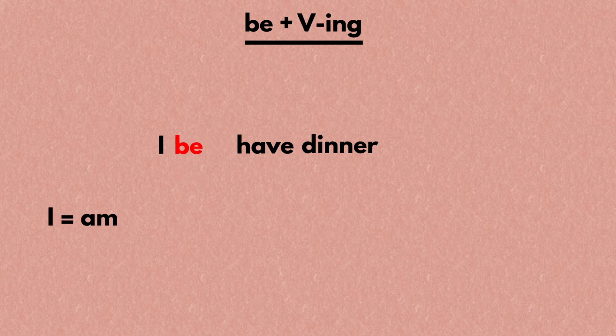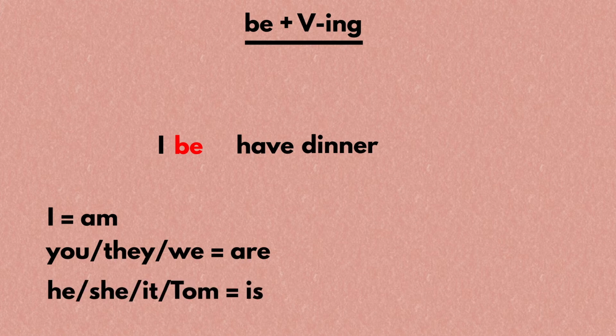Now, let's see how we use be+ing in a sentence. If I want to transform the sentence, I have dinner into the be+ing form, first insert the verb be in front of the verb have. If the subject is I, change be into am. If the subject is you, they, we, then change it into are. If the subject is he, she, it, Tom, then change it into is. Since the subject is I in this sentence, I'll change be into am. Secondly, you change the original verb have into its ing form having, and you're done.